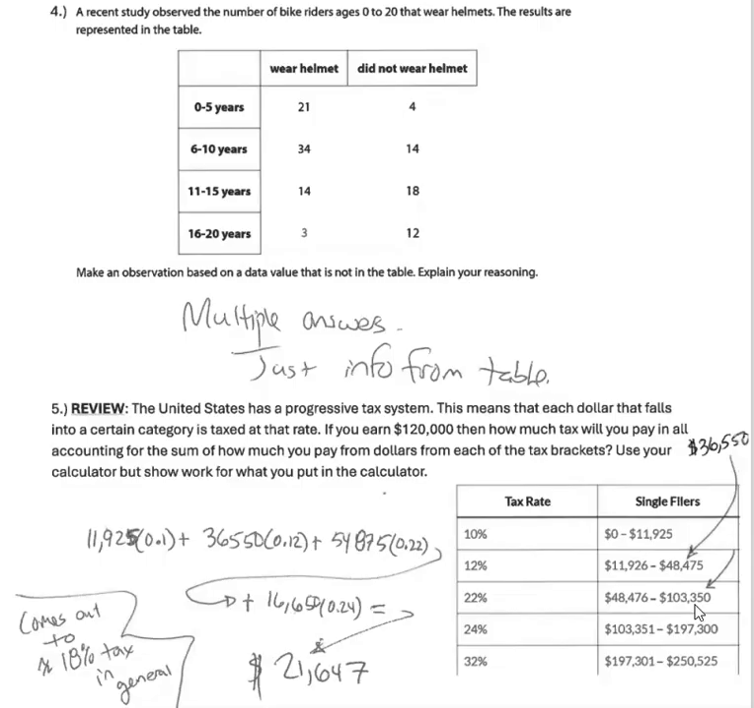You could see my work. There was $11,925 that are taxed at 10%, $36,550 that are taxed at 12%, $54,875 that are taxed at 22%, and then the remaining $16,000 to add up to the total $120,000 are taxed at 24%. And when you add all those up, you end up paying $21,647. And what's interesting is if you take that number and divide by the original 120, you end up paying 18% tax. You don't pay 10 or 12 or 22 or 24. You pay 18 when everything is all accounted for.